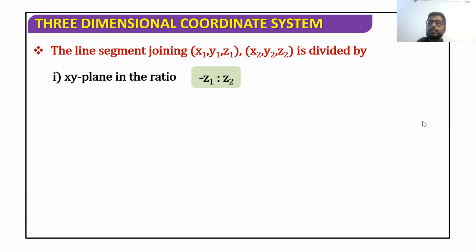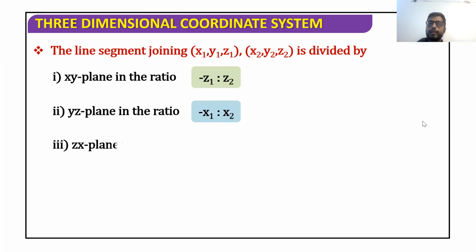If there is a line segment which is joining 2 points, say suppose A and B, and it is divided in the xy plane, the ratio is going to be equal to its z coordinates, so minus of z1 by z2. If it is divided in the yz plane, then the ratio is going to be equal to minus of x1 by x2. And if it is divided in the zx plane, the ratio is going to be equal to minus of y1 by y2.